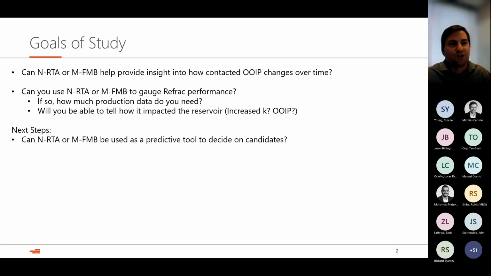And also, what did we change? Did we just increase the effective permeability? Did we actually contact new OOIP that we hadn't previously contacted? And how quickly could we figure that out?